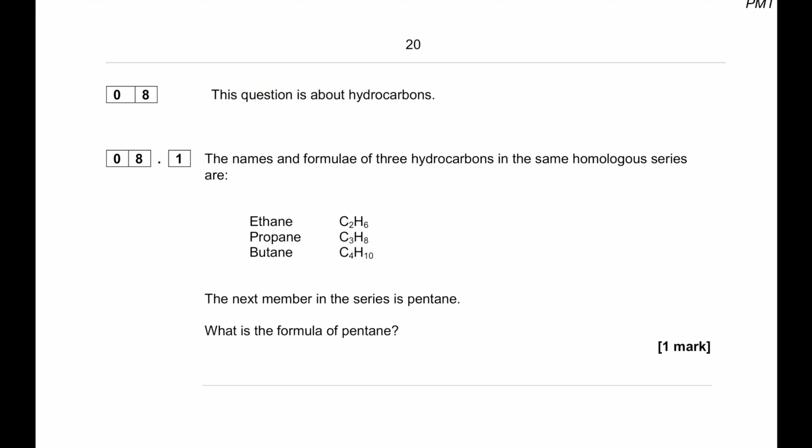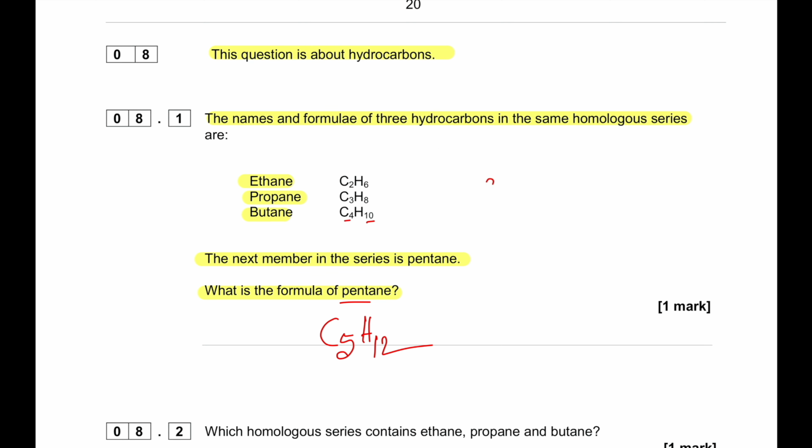This question is about hydrocarbons. The names of 3 hydrocarbons in the same homologous series are ethane, propane, butane. The next one in the series is pentane. What is the formula of pentane? Pent means 5, so C5. C4 is H10, so C5 will be H12. By the way, alkanes go by a general formula of CnH2n+2. You can remember it. This is alkane.